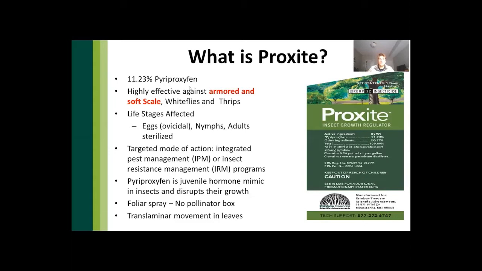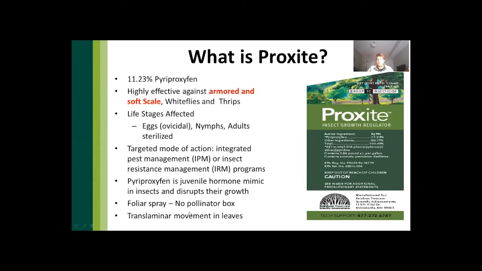What it's doing is mimicking a juvenile hormone, and it's going to disrupt their growth. So they aren't going to be able to move to that next life stage, and that population is going to crash. It is foliar applied, but it does not have a pollinator box. Once it is dry on the plant, it is very non-toxic for bees and pollinators.